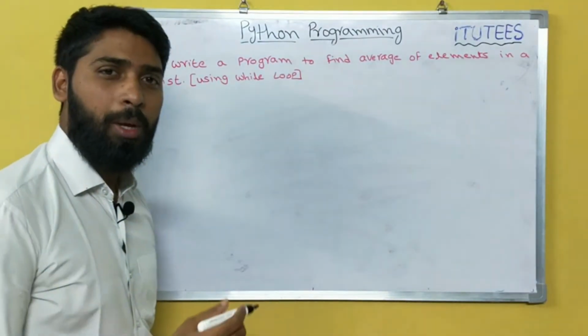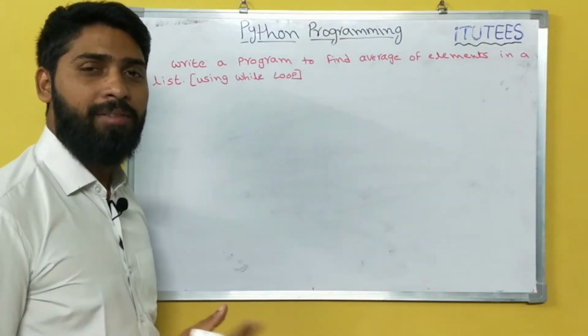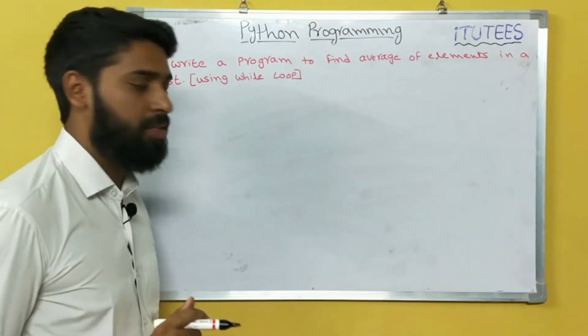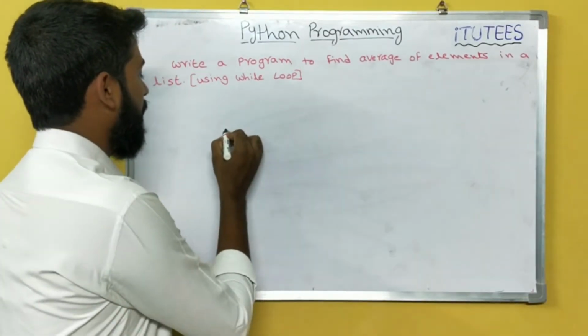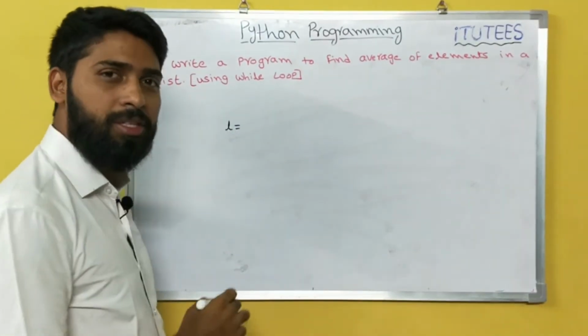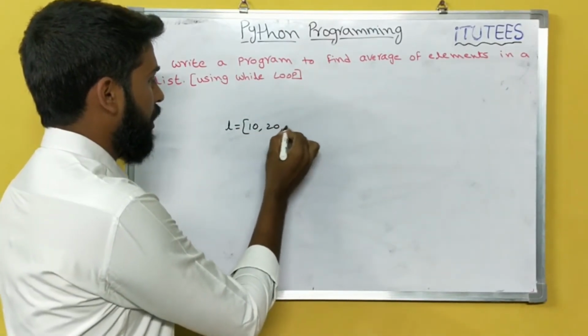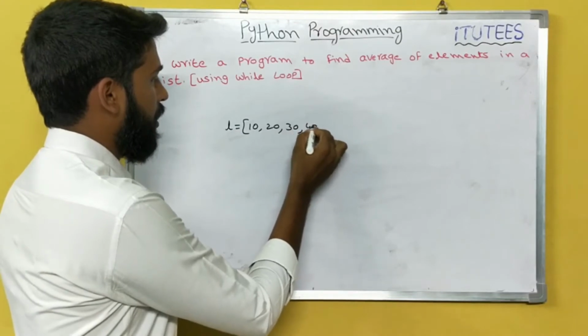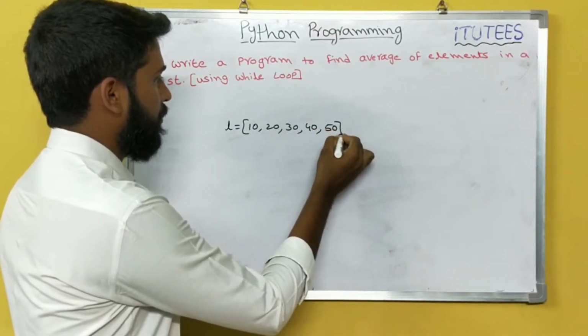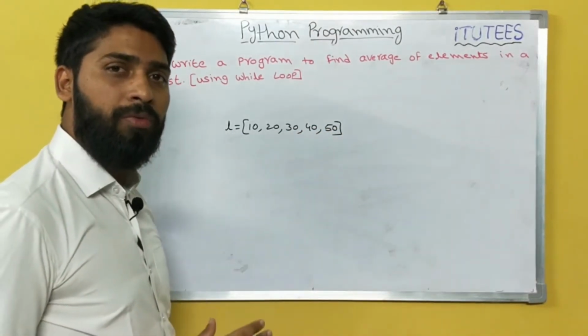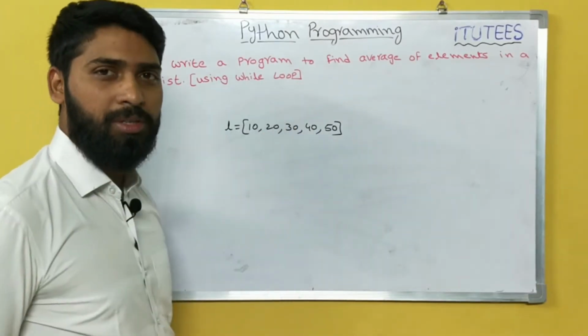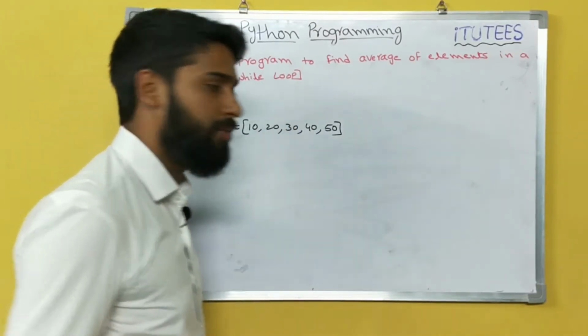So now we can see a program to find the average of elements in a list. We discussed that. We are taking L, the list, equals 10, 20, 30, 40, 50. Now I am going to find the average of these elements. So how can we find the average of elements?